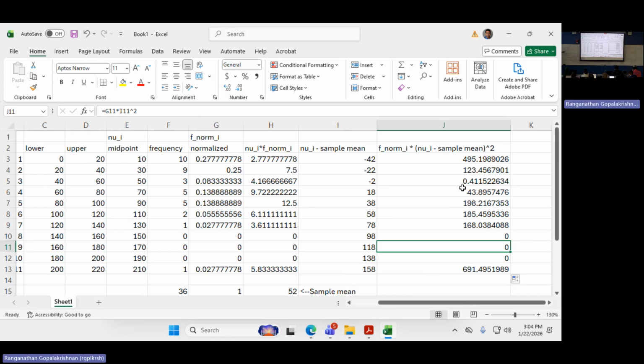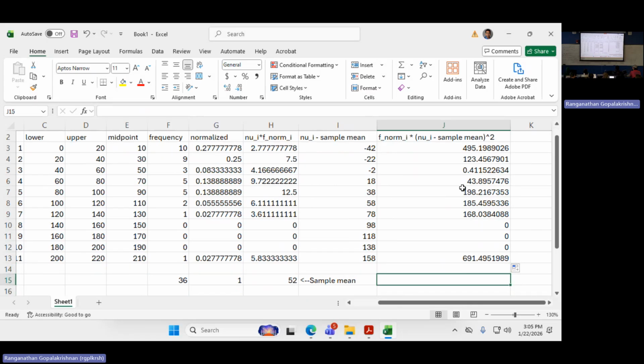Correct. This is the formula for variance. My normalized frequency is already divided by n. That is not exactly what I want. So I multiply by n and then divide by n minus 1. But if you think about it, if n is a large number like 52, 51 over 52 is almost 1. It doesn't matter. It's close to 1.